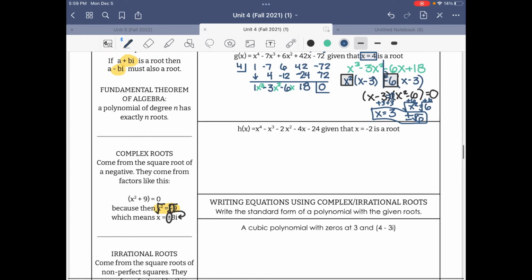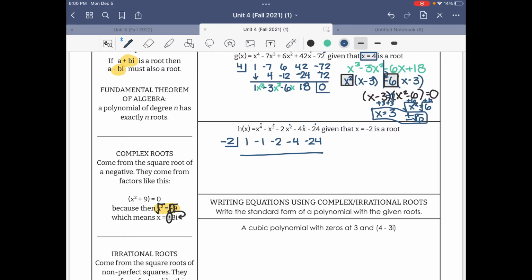Alright, we've got one more of this style, and then we'll talk about how to write the equation. So, x equals negative 2 is my root. So I put it in the corner of my synthetic division. I double check for 3, 2, 1, none. I don't have any 0 placeholders. And I drop the first number down.